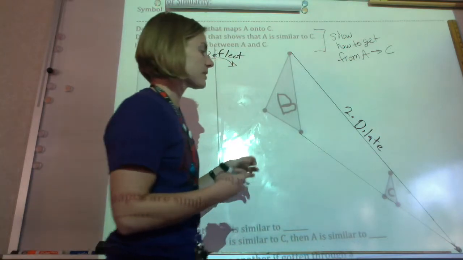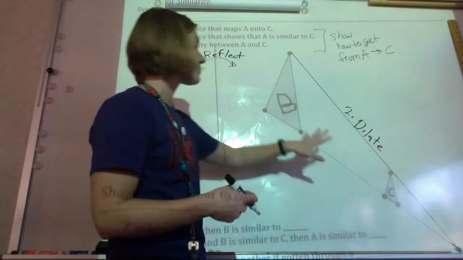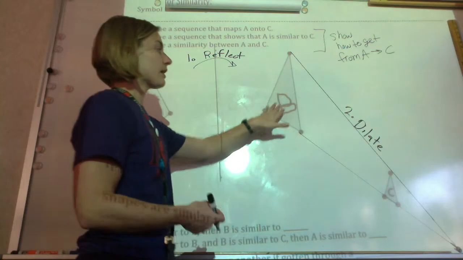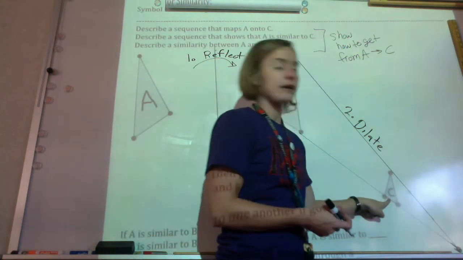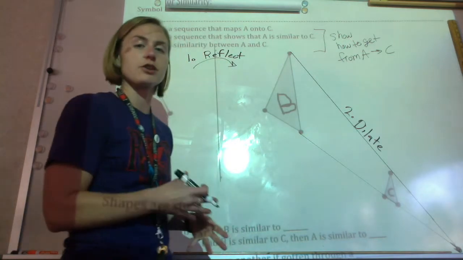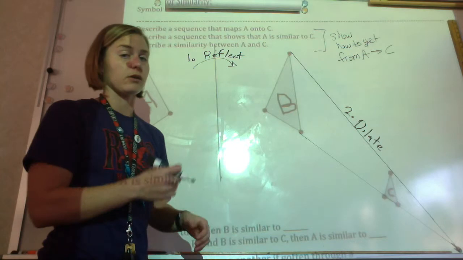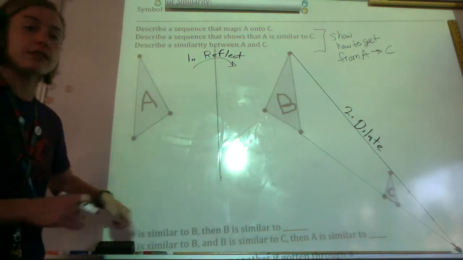But for our purposes, I just want you to know that there is a sequence to get from A to B. So this is enough to say that first we reflect it to get from A to B, and then we dilate B down to the center of here to get C. Okay, and that's good enough. And if you want to find your scale factor, you of course know how to and are welcome to. All right, let's move on to these sentences down below and finish these up.